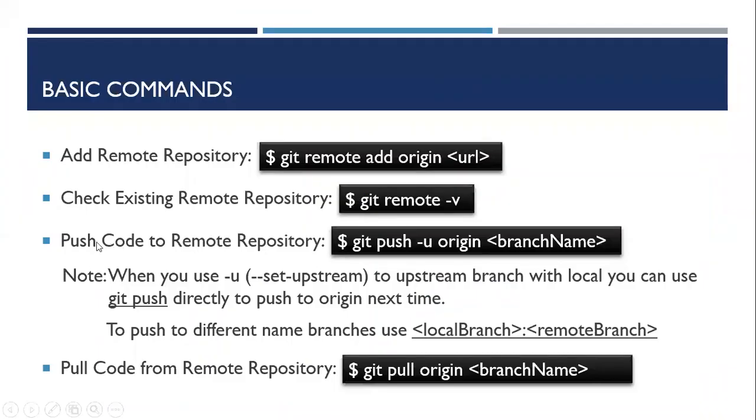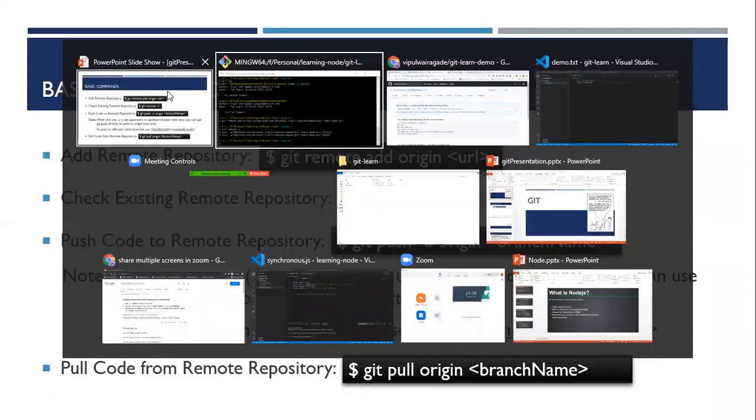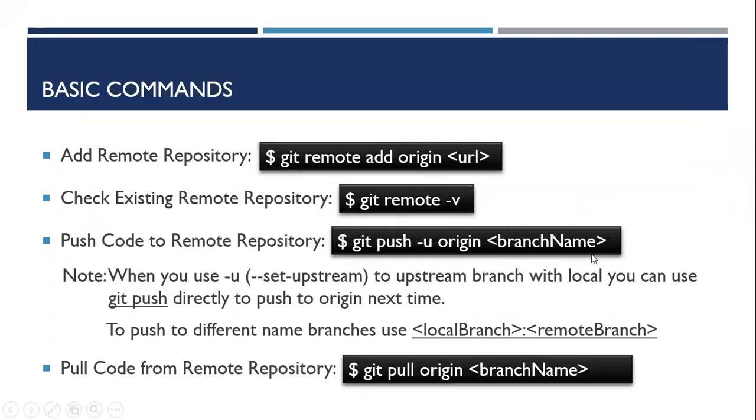Okay. Now we will push our code to the remote repository using the command git push -u origin and the branch name you want to push code to. We will be pushing to master initially. What -u does is it sets an upstream with the remote branch. We have two different Git repositories, one local and one remote, so we have a master branch on local and a master branch on remote. What set upstream does is it connects the two branches and saves it in its history.